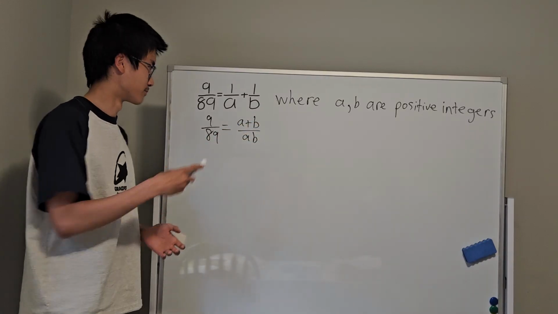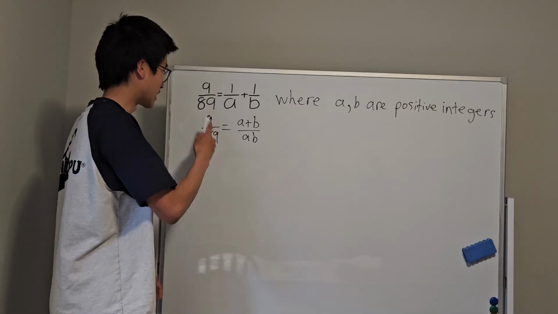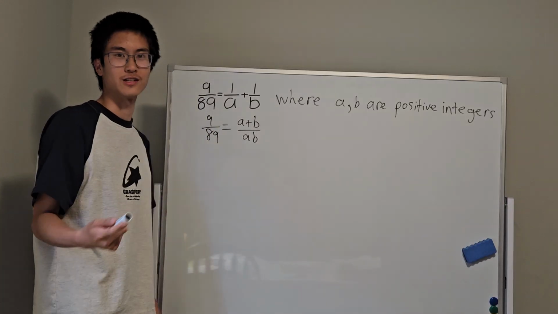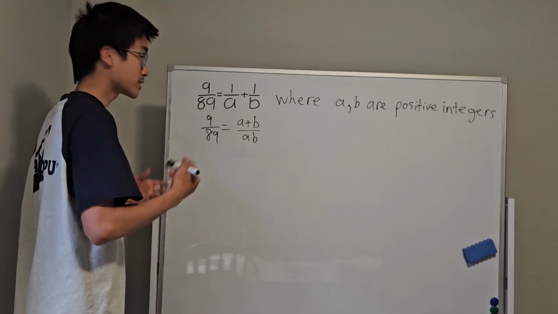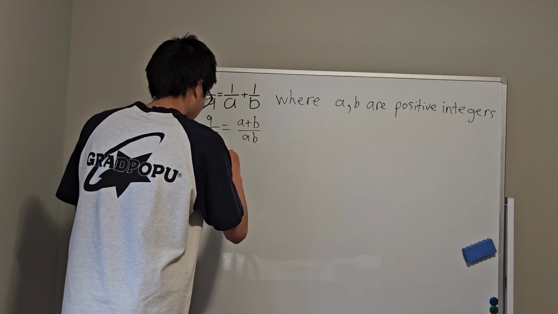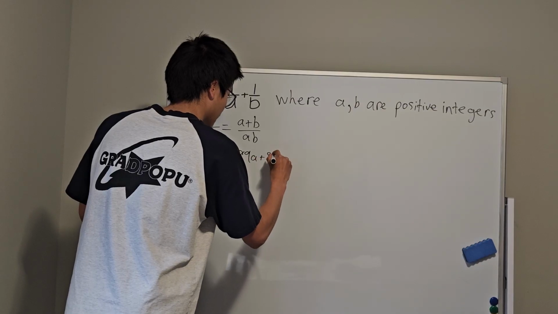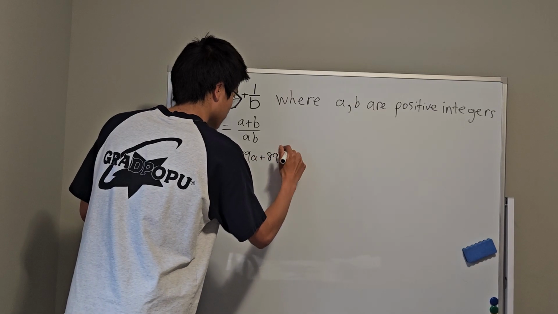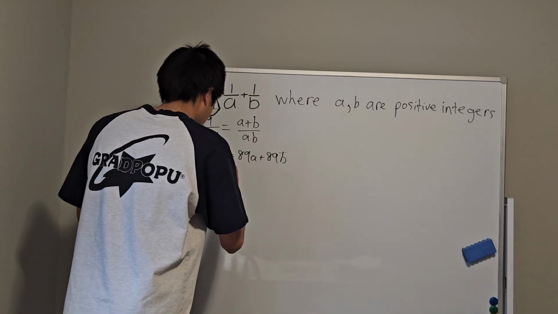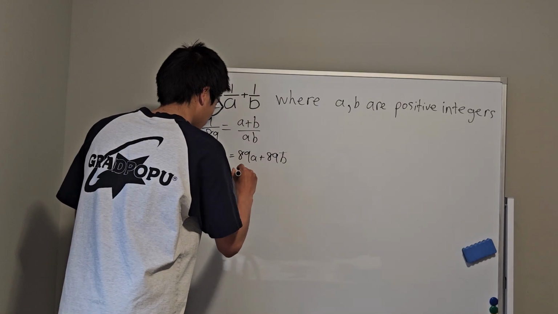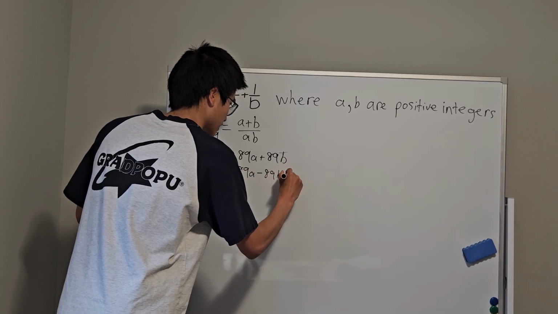Precisely, I can multiply both sides by ab first to get 9/89 ab equals a plus b. And after that, I can multiply both sides by 89. And what does that become? This becomes 9ab equals 89a plus 89b. And putting everything to one side, this gives 9ab minus 89a minus 89b equals 0.